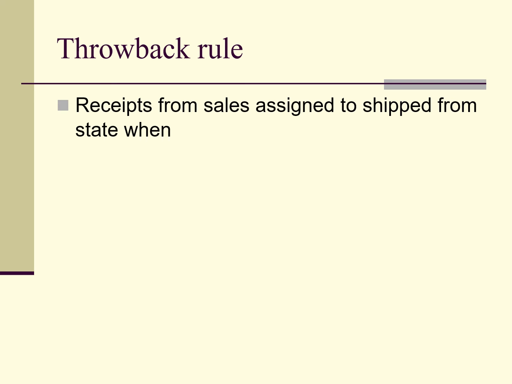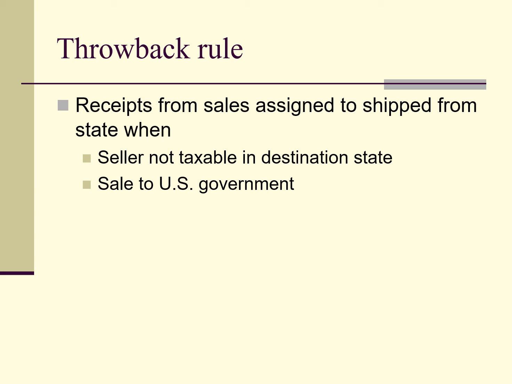Now let's turn to the special throwback rules. Some states have adopted the throwback rule for receipts from sales of tangible personal property. Under this rule, a sale is assigned to the state from which tangible personal property is shipped when the seller is not taxable in the destination state, or the sale is to the U.S. government.